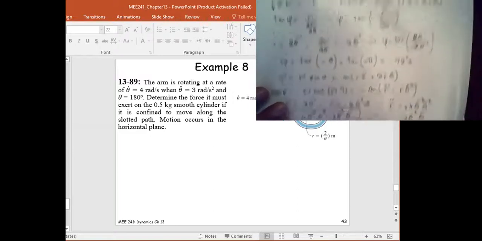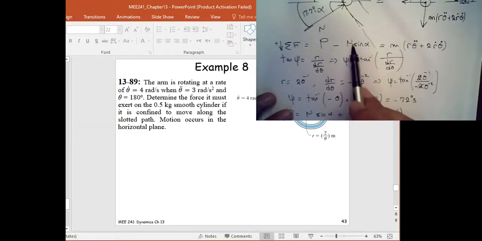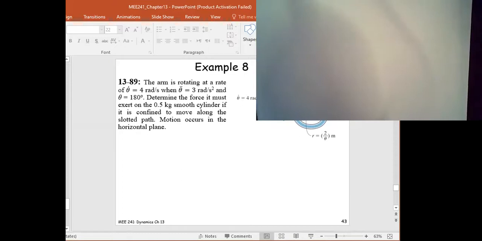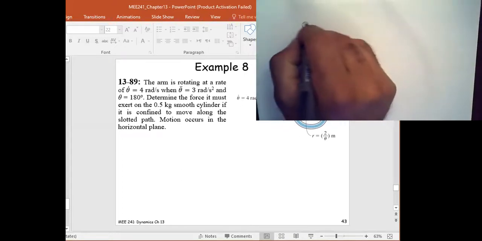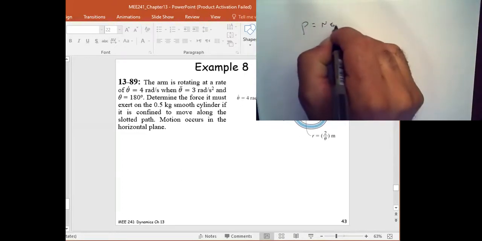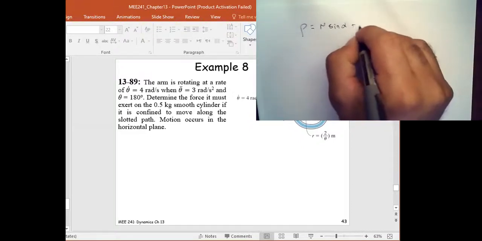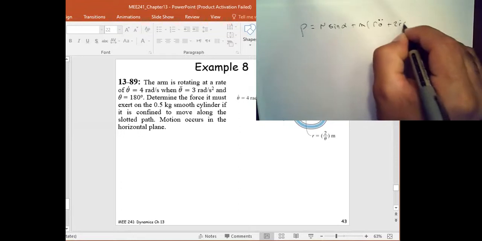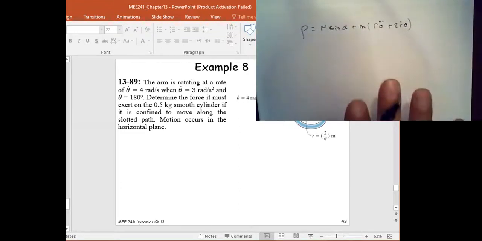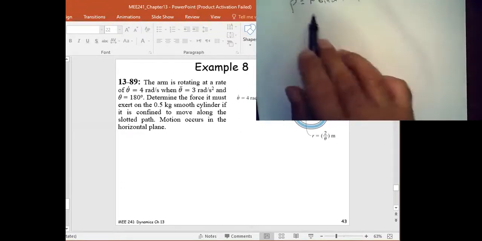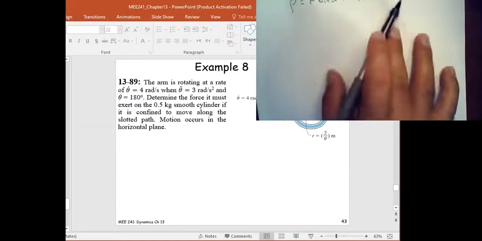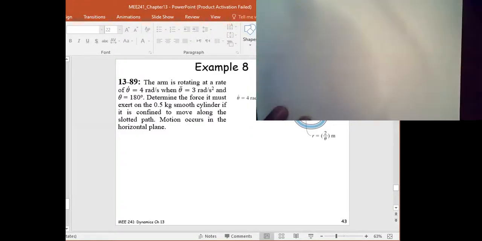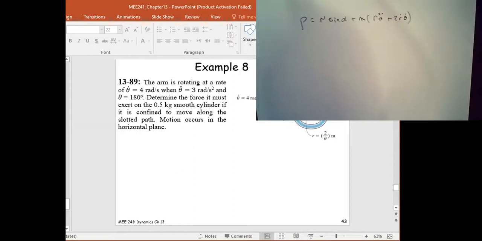After you have n, you come back here and then you solve for p. So p is going to be equal to n sine alpha plus m r theta double dot plus 2 r prime theta prime. Okay, we've solved n, we know alpha, we know all these values. So you guys are good here.